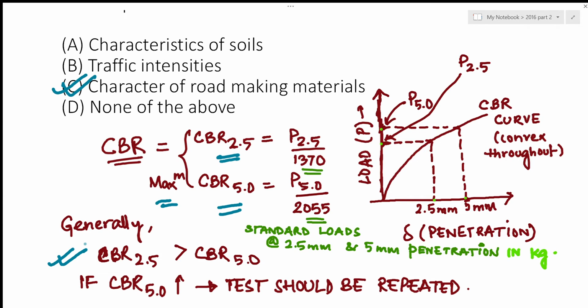And if similar trends follow, like if CBR 5 is greater than CBR 2.5, then after the test has been repeated, the CBR 5 value is taken. Now the standard loads at 2.5 millimeter and 5 millimeter penetration in kilogram is 1370 and 2055 kilogram respectively. So remember this also. They might ask you questions like what is the standard load at 2.5 millimeter penetration. The answer would be 1370 kilogram.